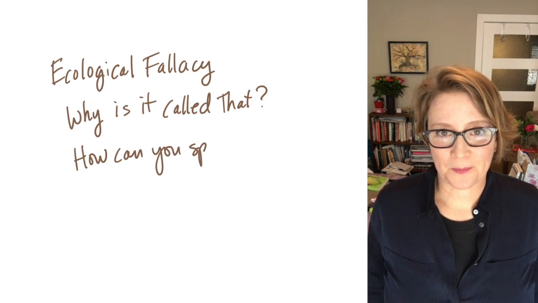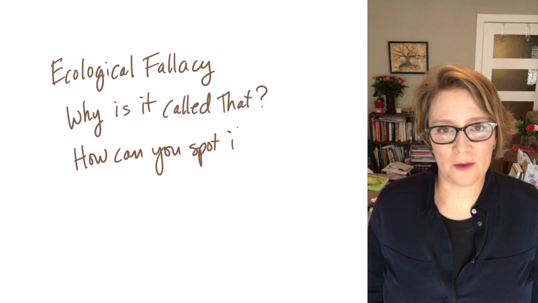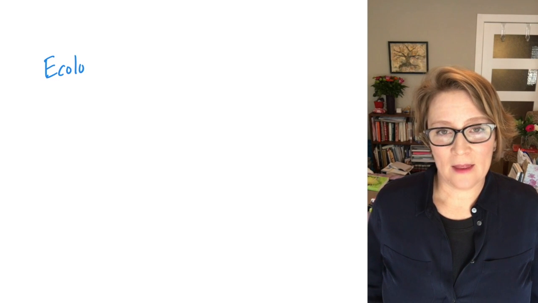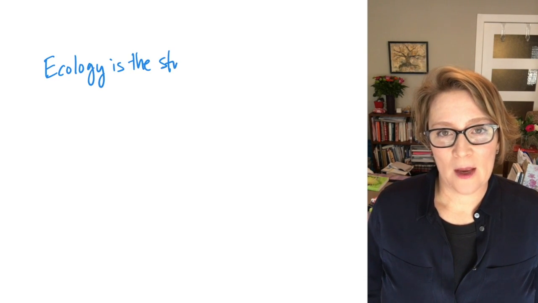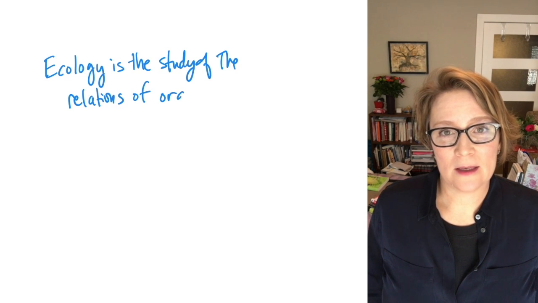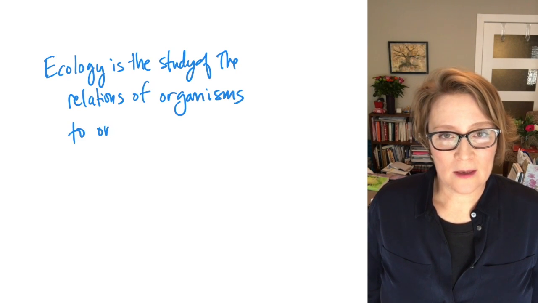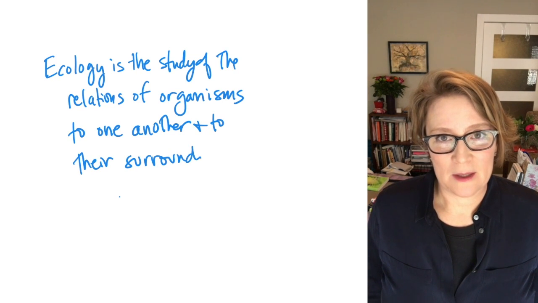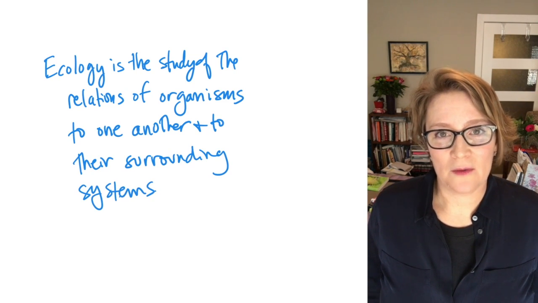So first of all, the ecological fallacy is called the ecological fallacy because it has to do with the systems and the levels of a system in which data exists and in which data is being analyzed. So it has to do with the environment or the ecology of the system. That's why it's called the ecological fallacy.